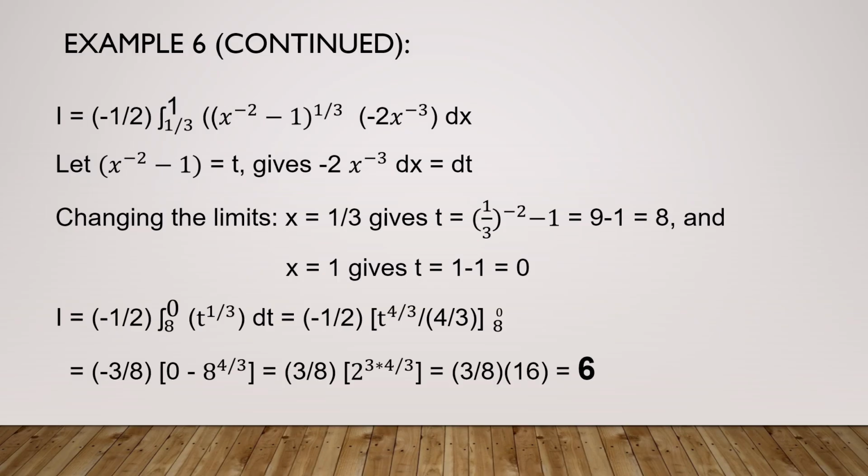Correct? So now the integral of t raised to 1 upon 3 is t raised to 4 upon 3 upon 4 upon 3. So 1 upon 4 upon 3, which is 3 upon 4, take outside. So you have minus half into 3 upon 4 into bracket. Now here the upper limit is 0. So when you put t as 0, it is 0. Minus, when you put t as 8, it is 8 raised to 4 upon 3.